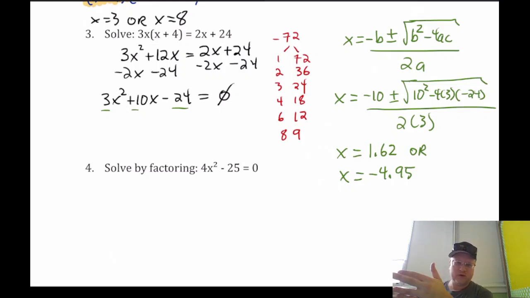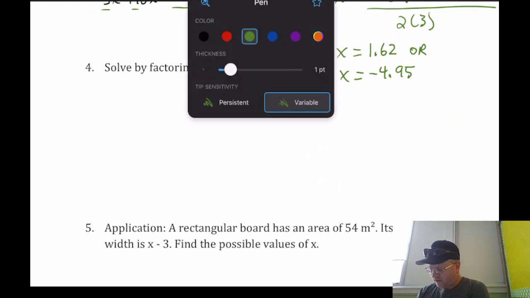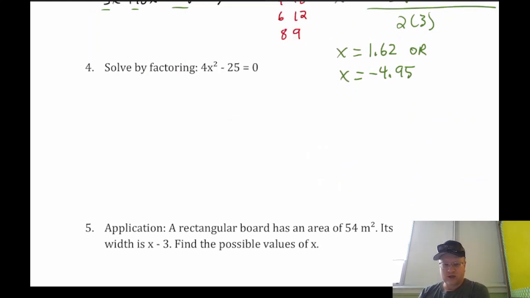Don't worry about that for this course, but if that is what you're used to and you want to work that way, that's fine. Two more questions, once again, solved by factoring. Let's start by seeing if we can do greatest common factoring. Nope. 4 divides into 4, and so does 2, but that doesn't work for the negative 25.